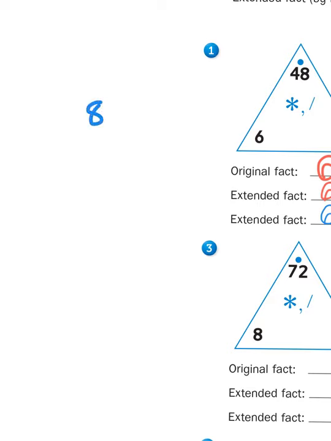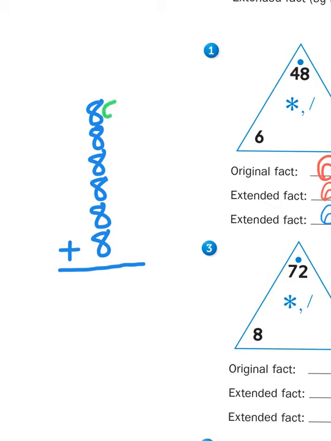So if I were to demonstrate that addition problem, 6 groups of 8 added together would give me 48. So if I just extend that fact family into making them 8 tens, like so, I'm going to get the same result just with an extra zero behind it. So when I'm adding 80 plus 80 plus 80 plus 80 plus 80 plus 80, I'm just going to bring down the zeros.